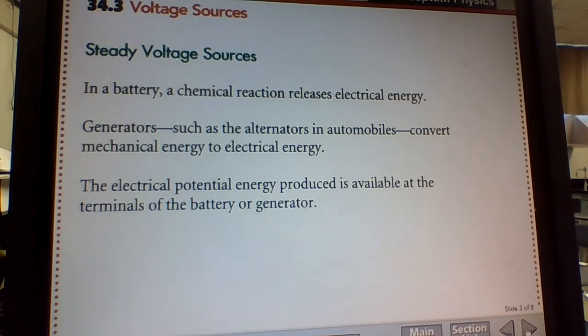And so steady voltage sources include your battery. Again, we use a chemical reaction to release electrical energy in generators. And again, alternators, very similar to a generator in an automobile. We convert some mechanical energy into electrical energy. But the basic idea is both of them create this electrical potential energy, and it's provided at the same amount per charge, so you get a relatively steady amount of potential difference or voltage.